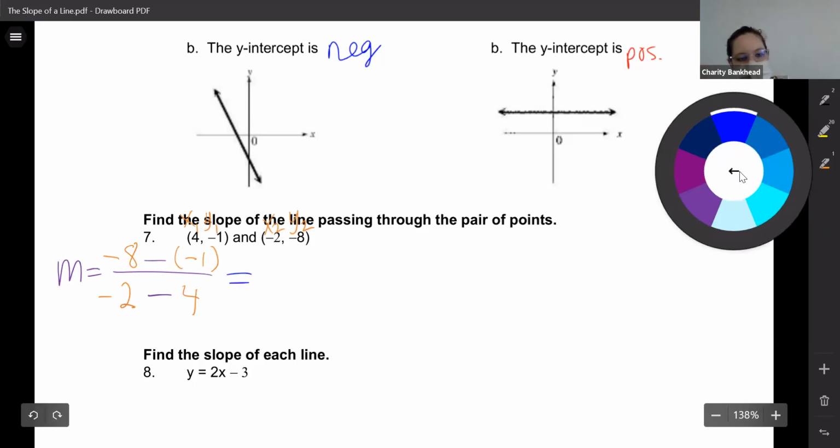So like I said, that turns to a plus. So -8 plus 1 is -7. And then on the bottom, -2 minus 4 will be -6. And those negatives just cancel each other out. And so it just turns out to be positive 7/6.